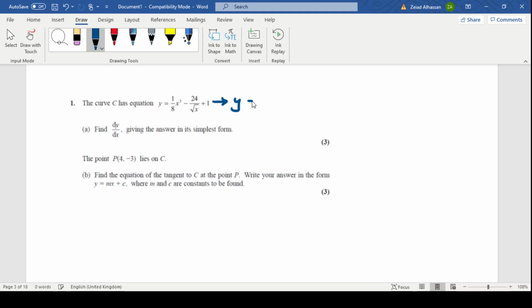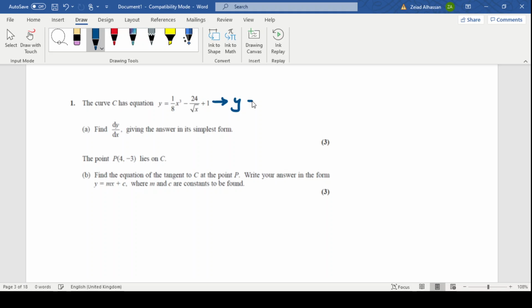So now we can differentiate, which implies that y prime, that is dy over dx, is equal to 3 times 1 over 8, 3 over 8 x power 2, and negative half times negative 24, that's a positive 12 x power negative half, minus 1, that's a negative 3 over 2, plus 1, differentiation is 0. In simplest form we found it.